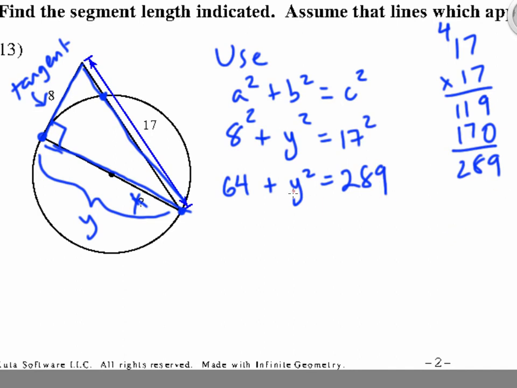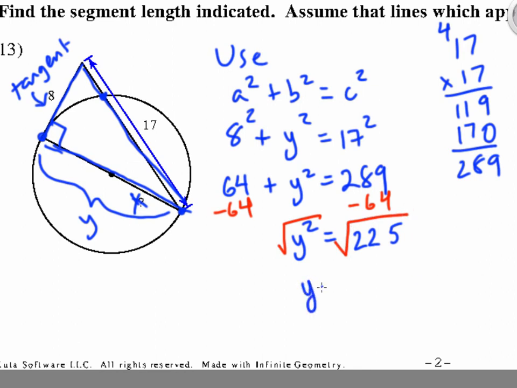Okay, so we get y by itself here. We're going to subtract 64 from both sides. 9 minus 4 is 5. 8 tens minus 6 tens is 2 tens. So y squared is 225. So why don't we square root both sides, and the square root of 225 is 15. So this whole thing is 15.